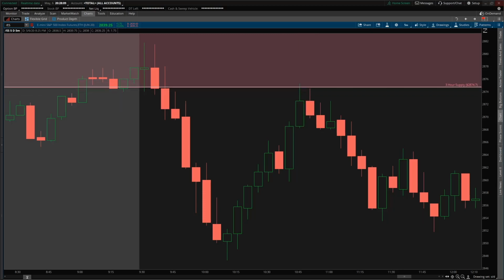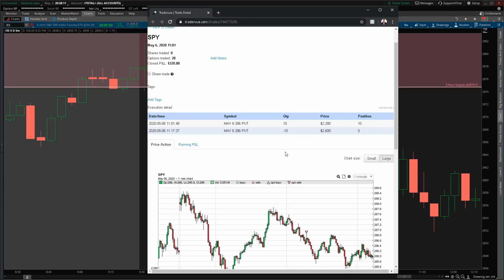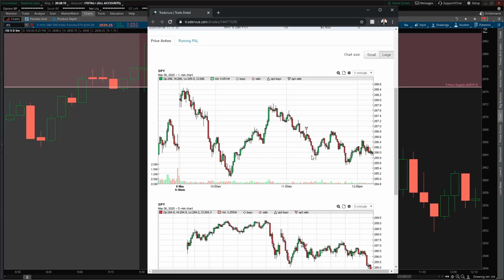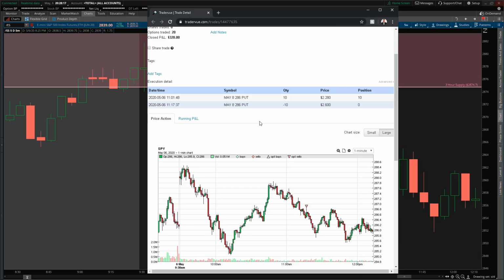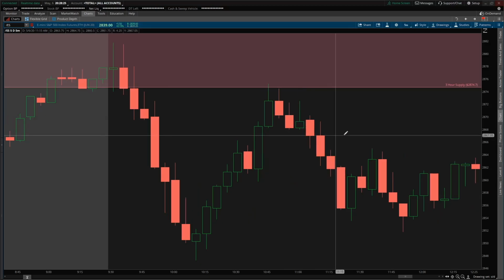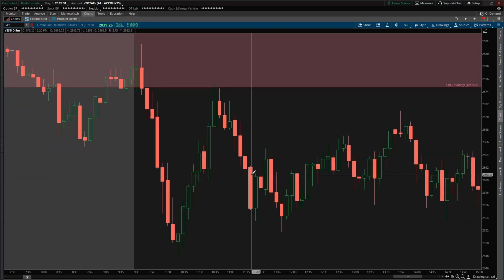Took this short here. Let me pull up my SPY trade. It wasn't a huge trade at all. I took profits fast. I got in at 11:01 and got out at 11:17. Not the best entry and not the best exit, but it rejected supply perfectly. So this was a fantastic trade based off of a supply imbalance again.